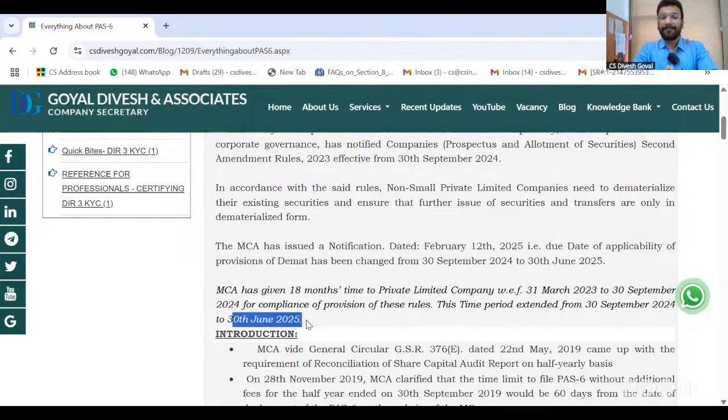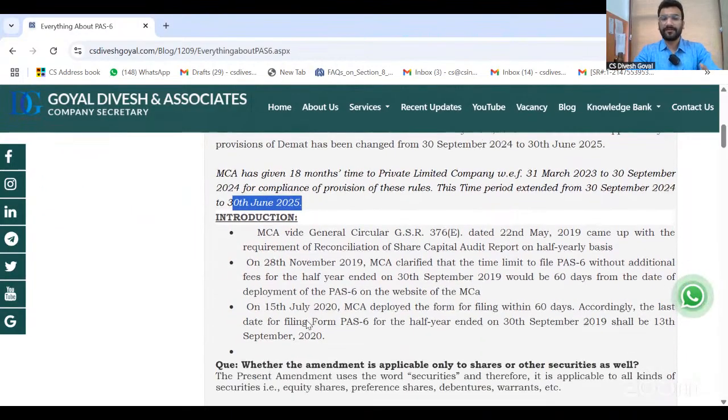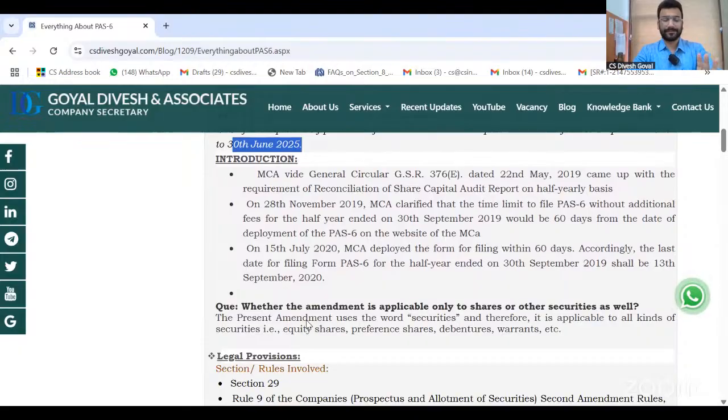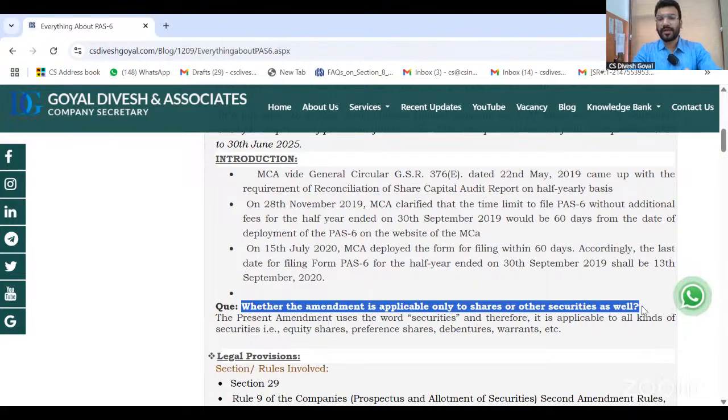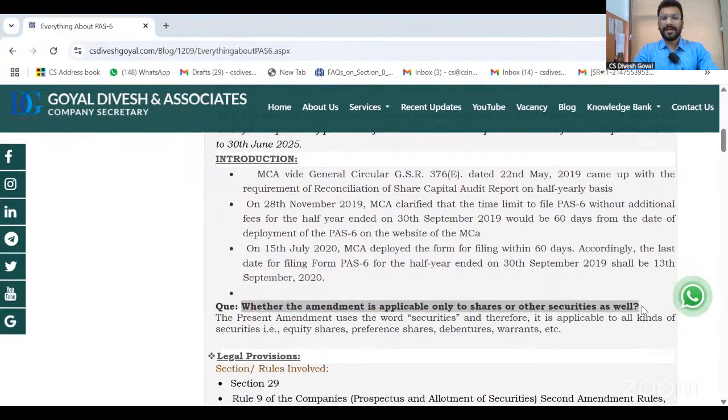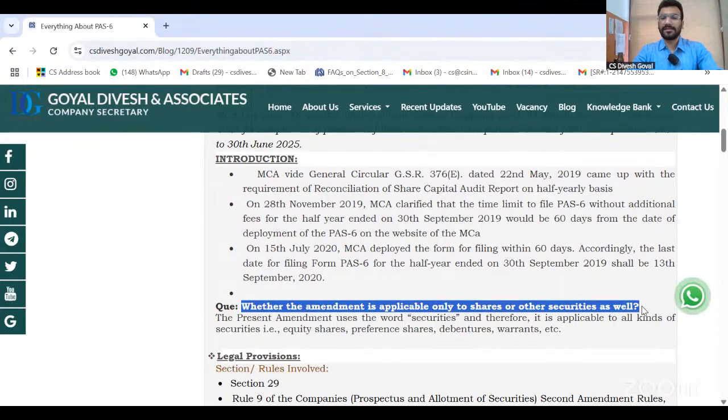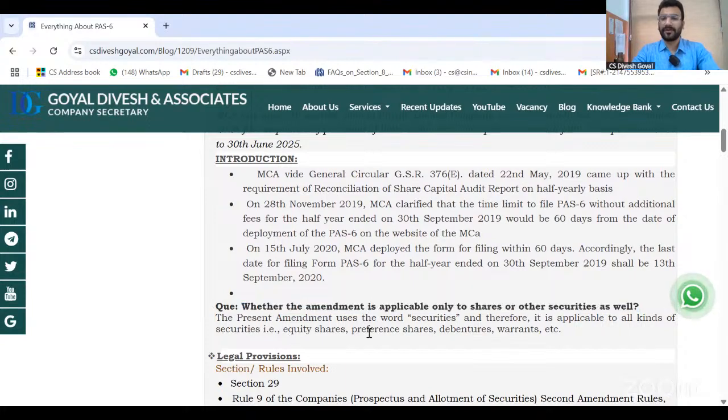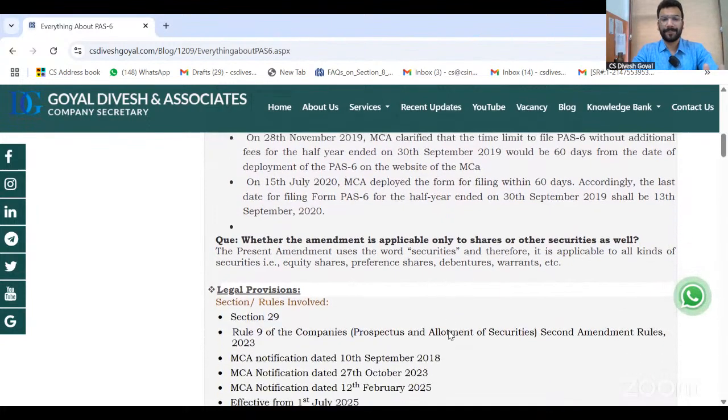We are seeing right now, definitely the provision will be applicable on the private company from 1st July. But earlier, as I discussed, since 2018, it is applicable on the public company. So the ministry is already imposing the penalty on public companies if their shares are not in Demat, if their companies have not applied for the ISIN. Now a question arises whether the amendment is applicable only to shares or other types of securities as well. This Demat provision is applicable on the shares as well as the securities. So it is covering all types of securities, whether equity, preference, debenture, warrant, etc.